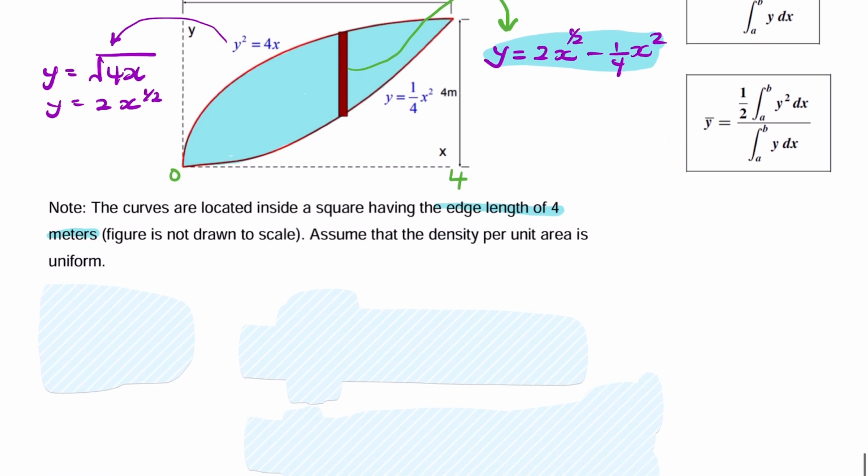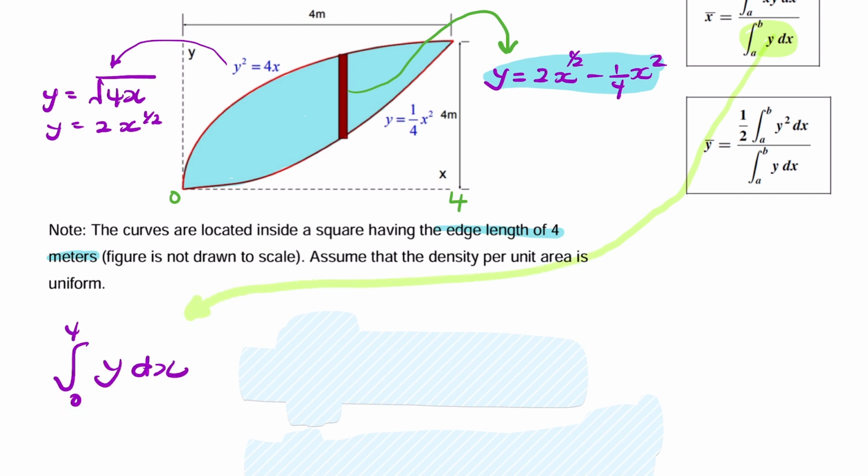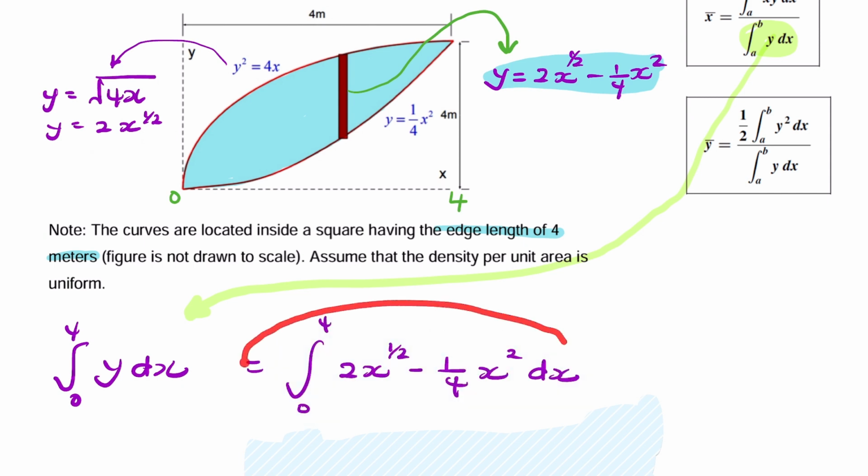So let's start with the first one. Let's start with this one because there's 2 of them. So I'm going to take this integration here and calculate it here. So the integral of y dx from 0 to 4, I'm going to replace y with this quantity there, which is the difference between this and this. So this minus this. So there you have your integration.